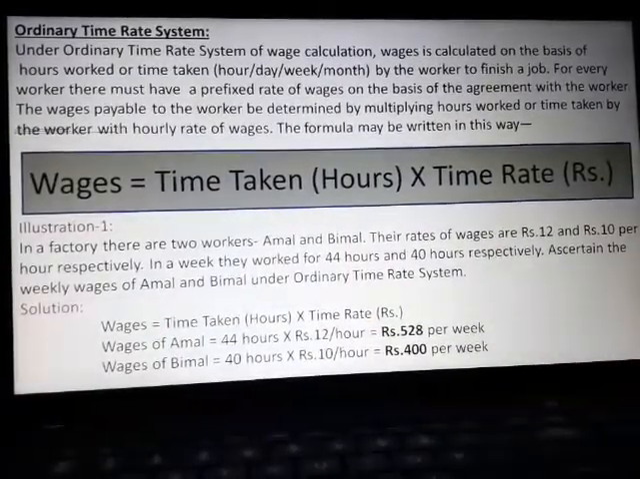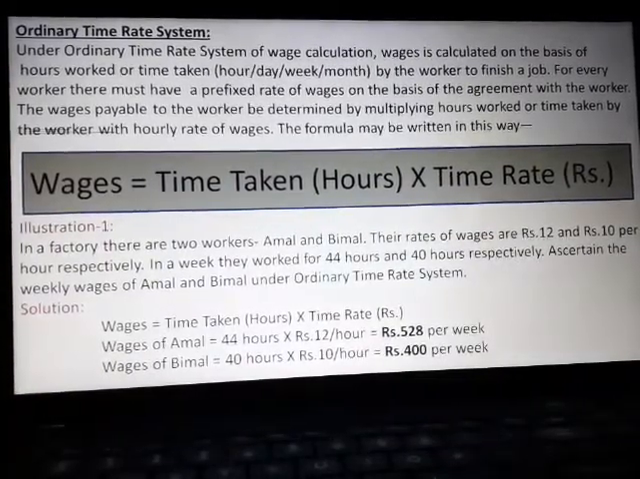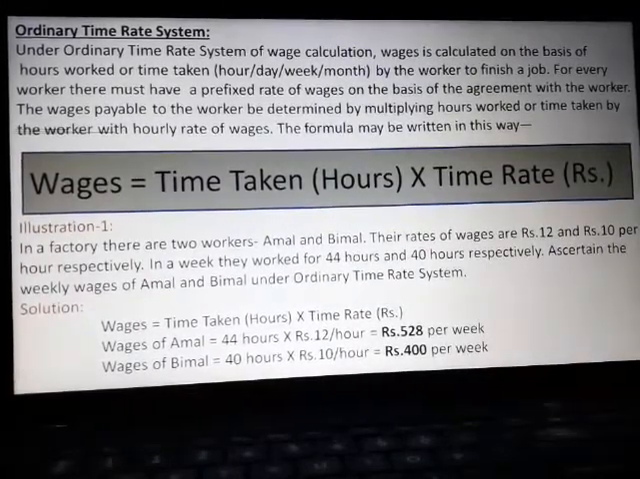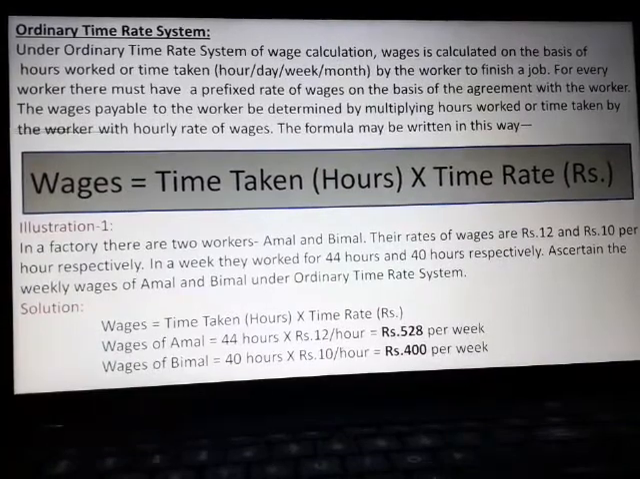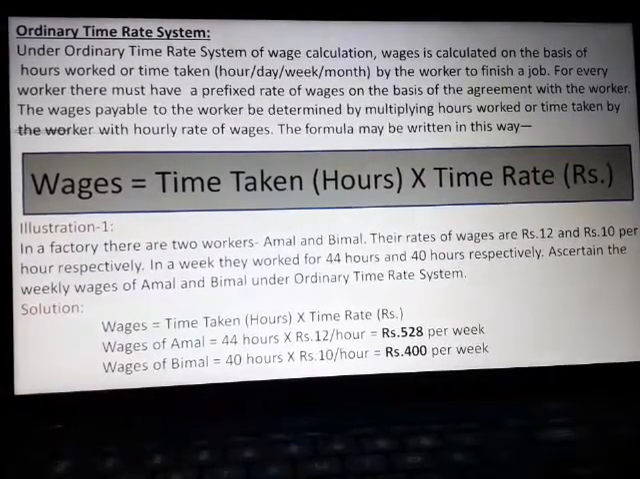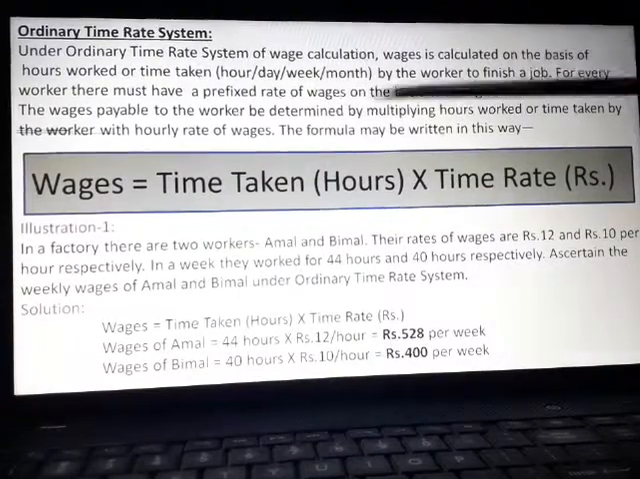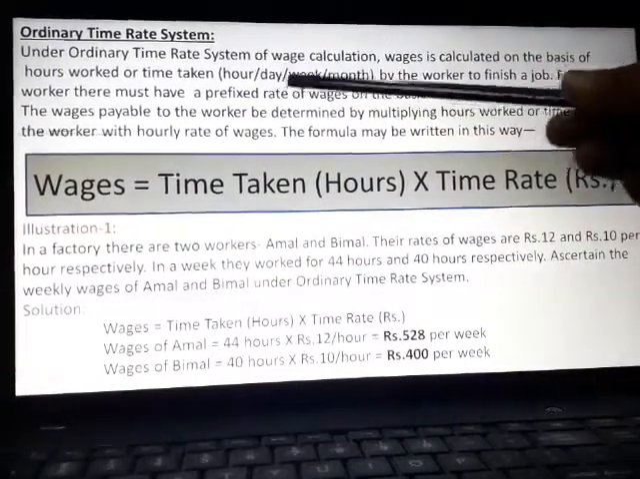Now, there are two types of time rate system. One is ordinary time rate system, another is differential time rate system. So, first we will discuss ordinary time rate system. Under ordinary time rate system of wage calculation, wages is calculated on the basis of hours worked or time taken, hours, day or week or month.